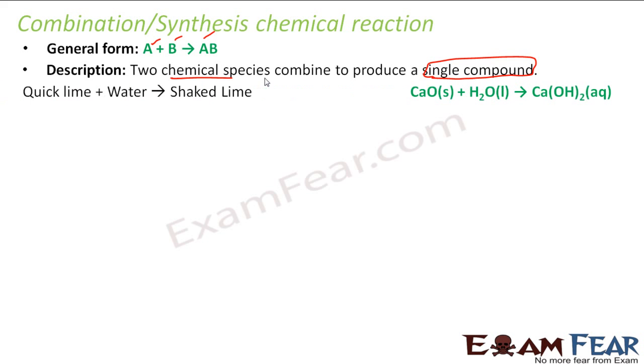So we have two chemical species, and they become a single compound. That is an example of a combination reaction. For example, you have quicklime and you add water to it, it becomes slaked lime. So if you see, there are two reactants here. One was quicklime, one was the water, and they combined to become slaked lime.